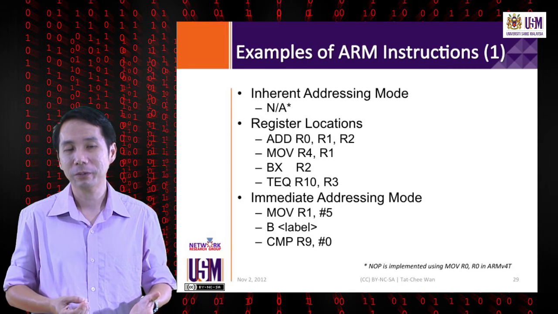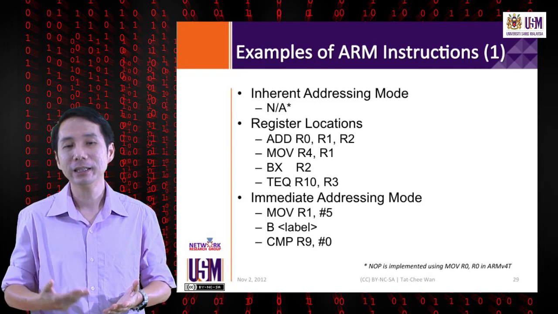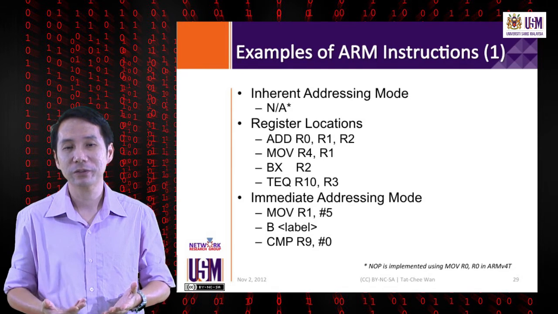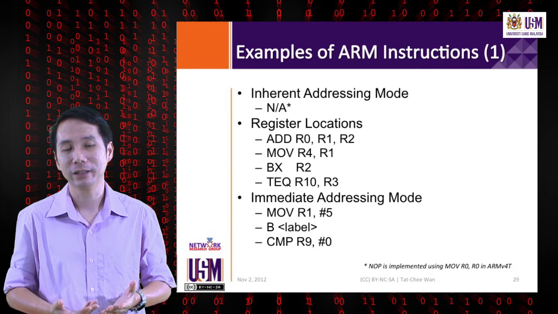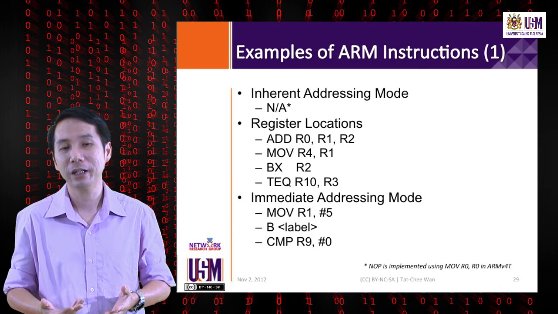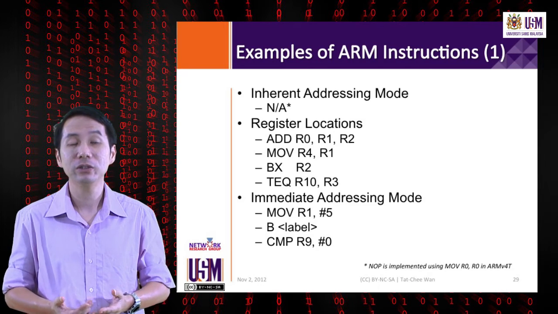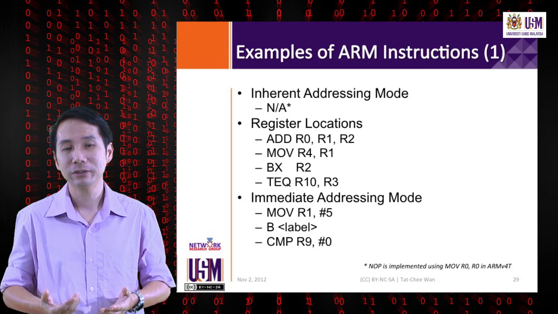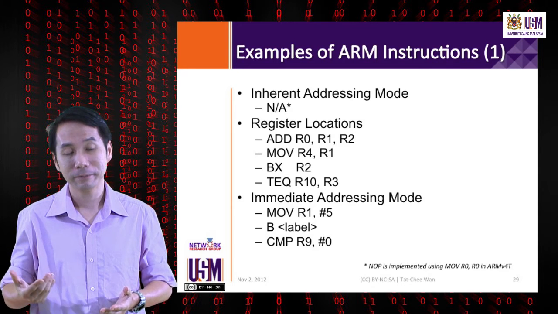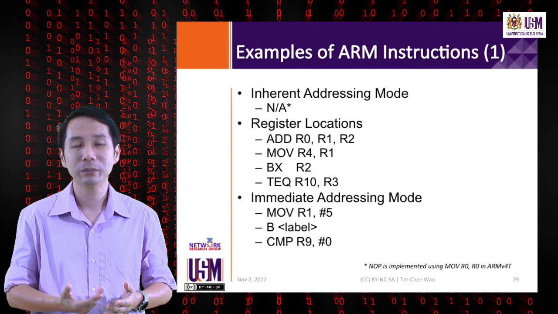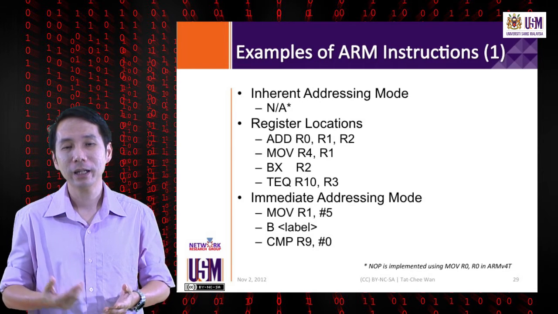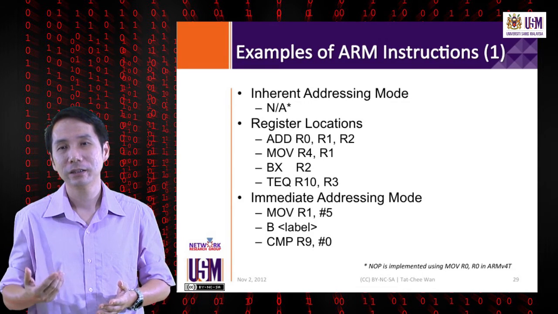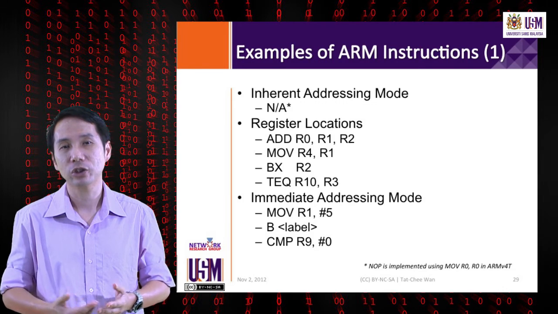The next type of operand is the immediate addressing mode operands. In this case, the constant value must be specified using a hash or pound sign. Move R1, #5 will set register R1 with the constant value 5. Branch, or B label, uses the address location of the target label as the argument to the branch instruction. Compare R9, #0 will compare the value in register R9 against the constant value 0 and set the flags accordingly.